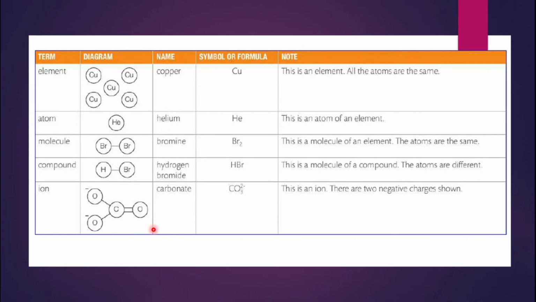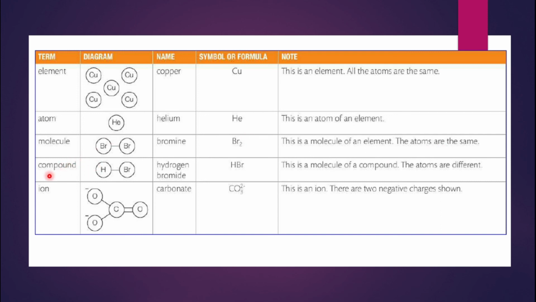In this table, it basically summarizes what I said. Here we have an element, so it has only copper atoms, all the atoms are the same, so it's an element. Here we have an atom, a helium atom. Here we have a molecule of an element. This is made of only two bromine atoms, so it is a molecule of bromine. It's called a molecule of an element because both atoms are the same.